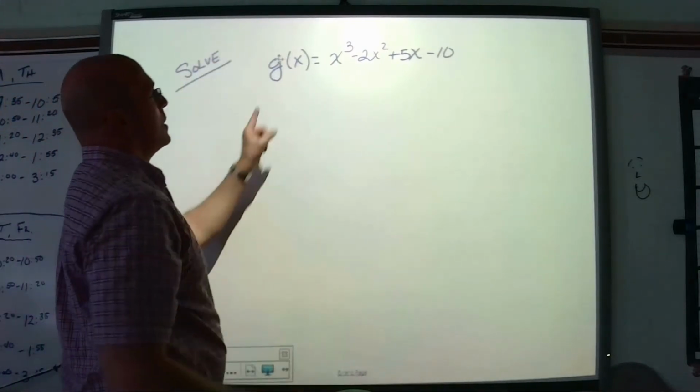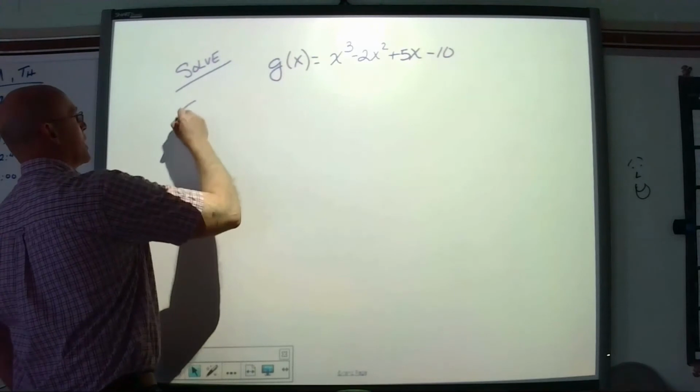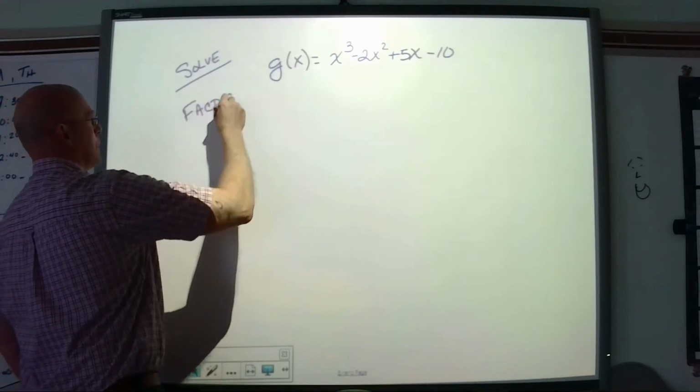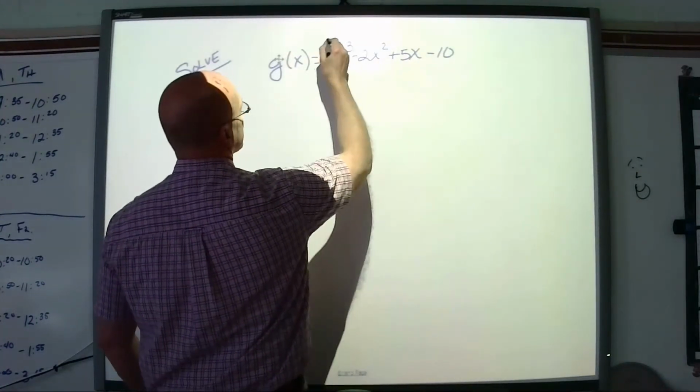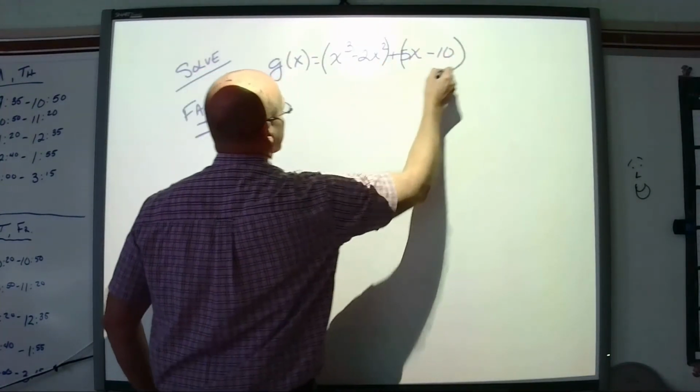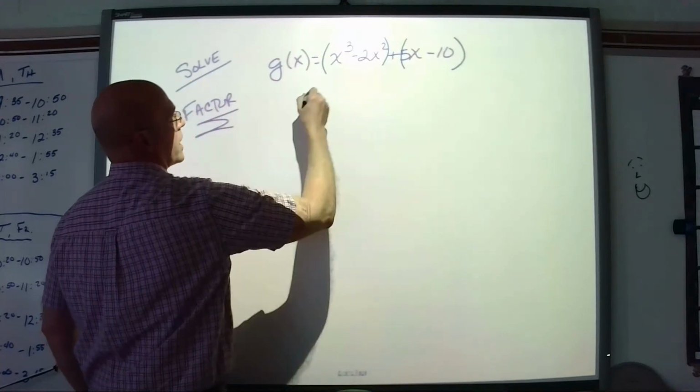All right. How do we solve this one? We try to factor it. It's cubic. What do I notice? It's got 4 terms. I'm going to try to factor by grouping. GCF here is an x squared.